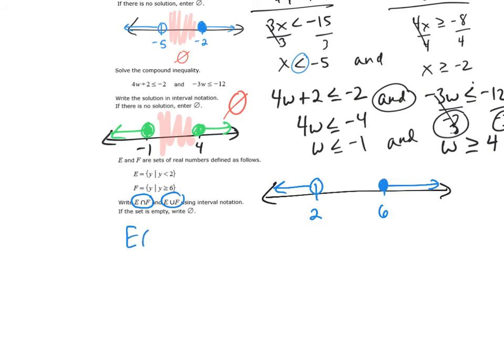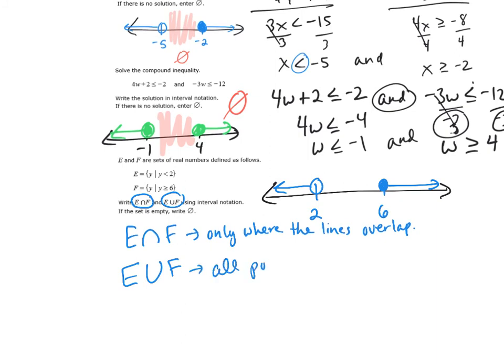The way that I remember what this sign means is that it's kind of like a frowny face. So this is only where the lines overlap. This one is going to be all possible. So this one's like your "or," this one's like your "and." In this case, this one's going to be no solution because there is no overlap.